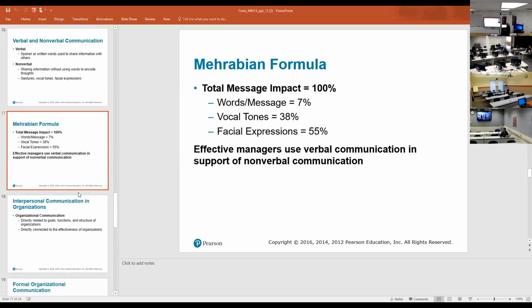A little interesting, but I'm not even sure I'm saying that right, the Mehrabian formula. The impact of your message comes 7% from the actual words, 38% from your vocal tones, and 55% from your facial expressions. So that's telling me, as a manager, I would need to be very aware of what my facial expressions are, because that may be coming across with a totally different message than what I intend. So you, as an effective manager, want to use the verbal communication along with the nonverbal to make it most effective.